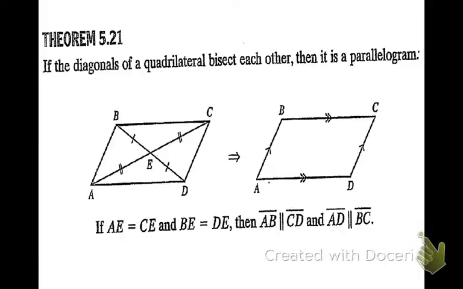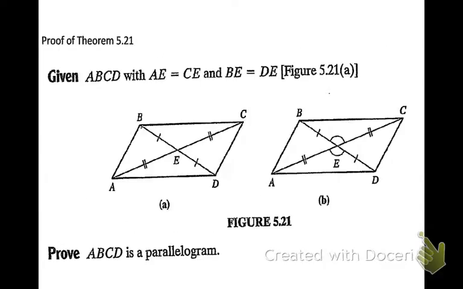Theorem. If the diagonals of a quadrilateral bisect each other, then it's a parallelogram. So this is the converse of what we just talked about. If the diagonals bisect each other, we can say it's a parallelogram. We're going to prove that. So we're given ABCD with AE equal to CE and BE equal to DE. And we're going to prove that it's a parallelogram. In the picture, they even showed you vertical angles are congruent. Okay, so they make it easy on you.